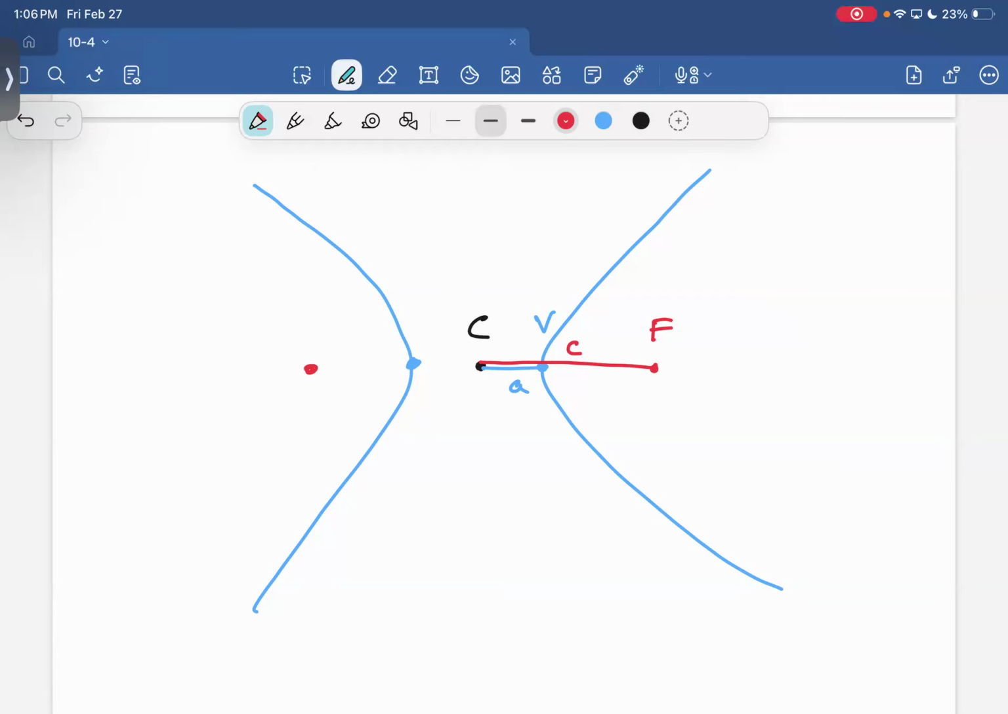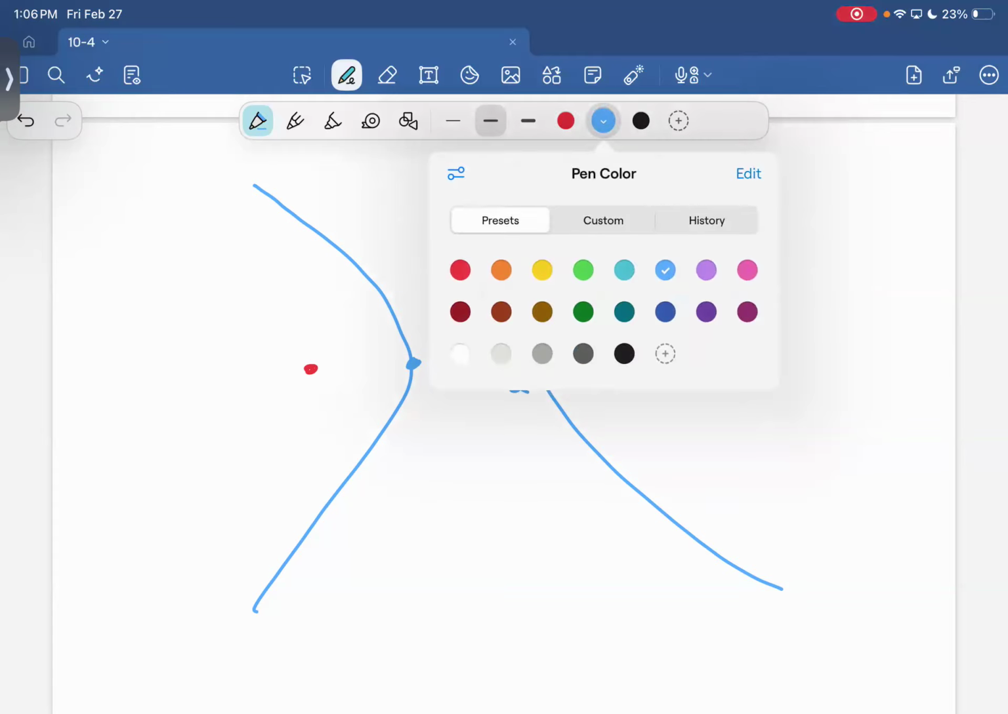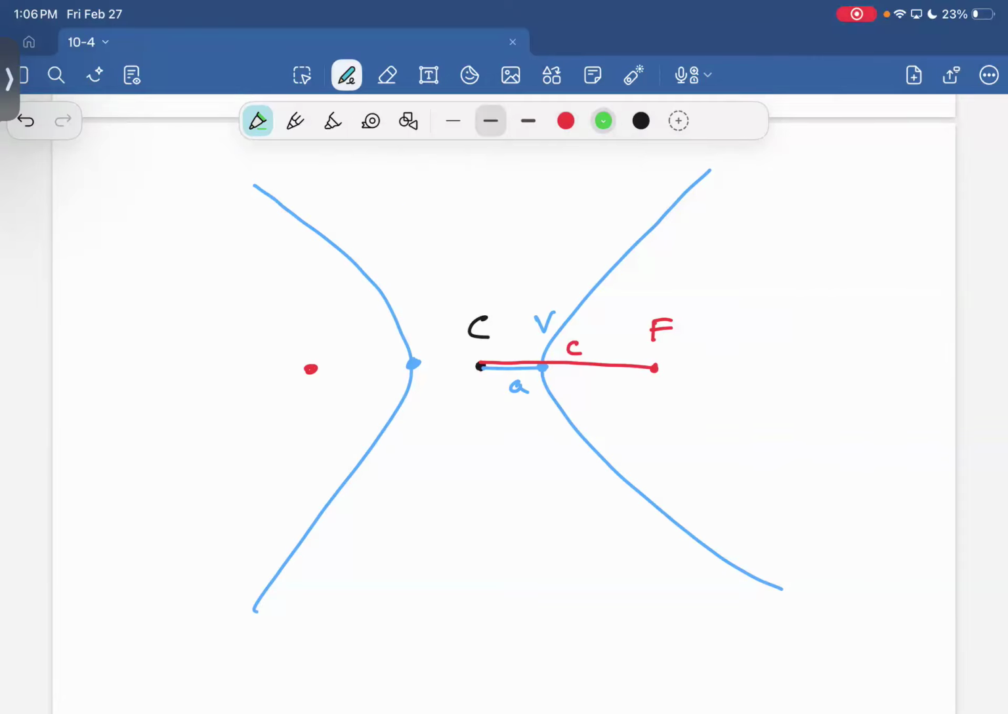C is the distance between the focus and the center, and A is the distance between the vertex and the center. B, on the other hand, does not correspond to any point on the hyperbola. B is given to us by a simple relation, which is C squared equals A squared plus B squared. Plus? Yes. For an ellipse, it was C squared equals A squared minus B squared. Now for a hyperbola, it's C squared equals A squared plus B squared. Any questions? B is just the parameter for the hyperbola.